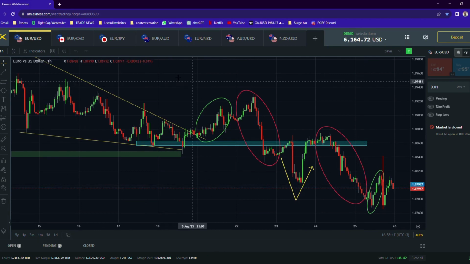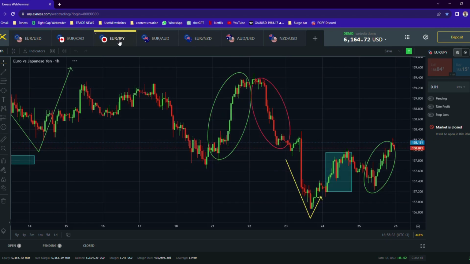Now this will create opportunities on these 2 currencies, and they will always have good entries. Now let's look at euro JPY.